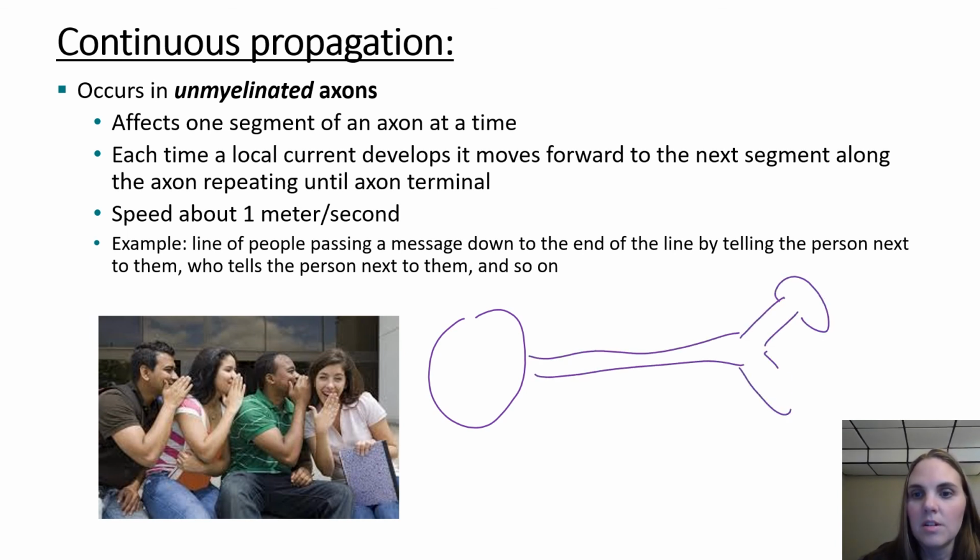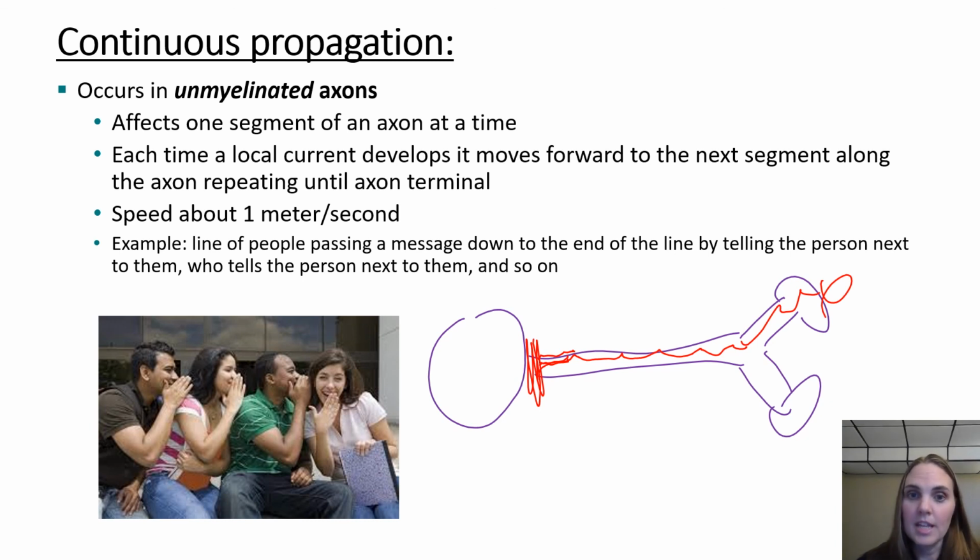So basically with continuous propagation, here's my very basic neuron. And there's no myelin here. So with continuous propagation, we get our action potential generated because we reach threshold at the trigger zone. And that axon, each little segment, the action potential is going to travel down. So it's that local current's going to travel here, and then here, and then here, and then here. So it has to travel all the way down that membrane, all the way to the axon terminal for that message to reach the axon terminal and the synapse.